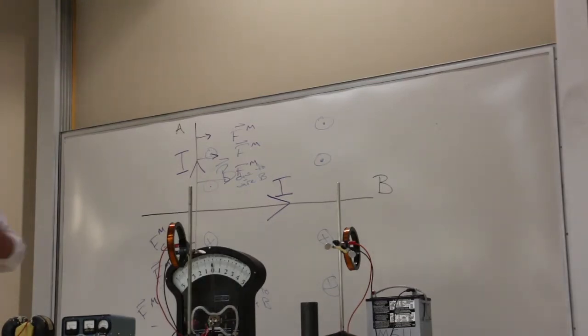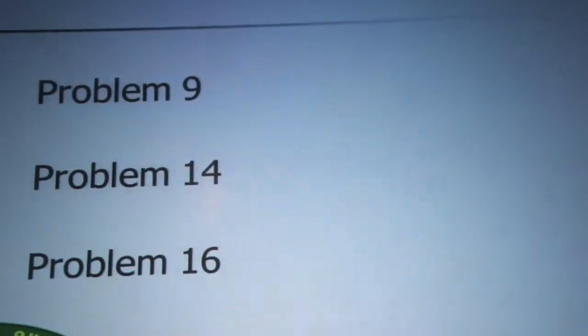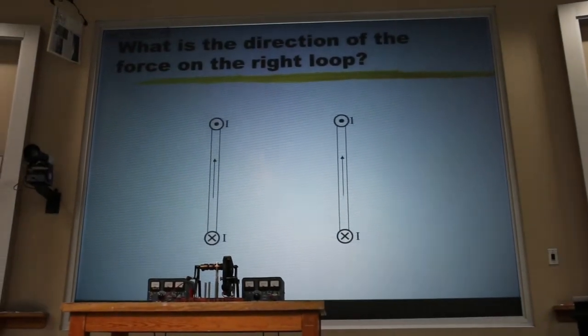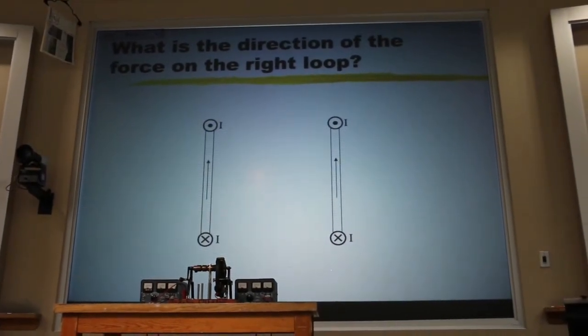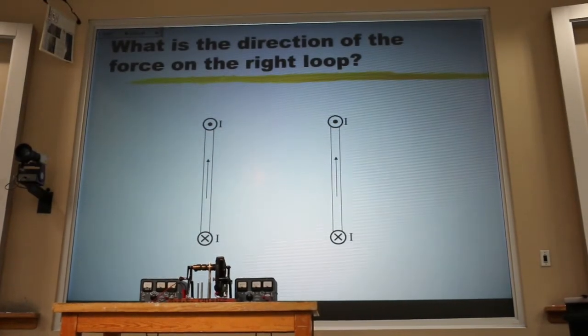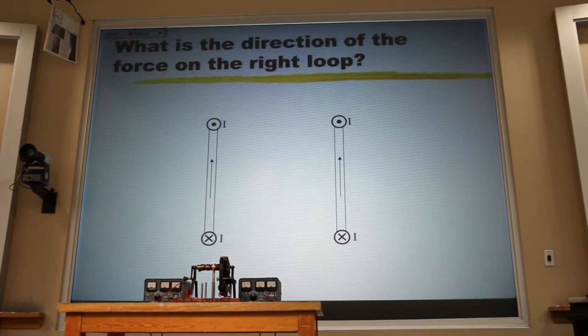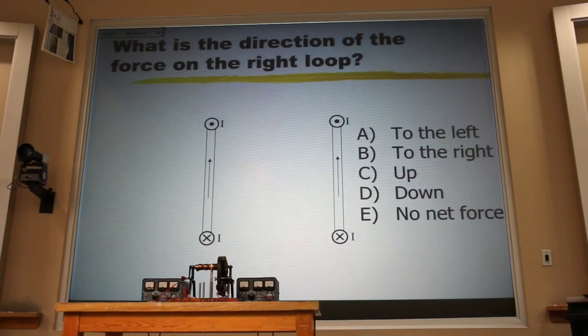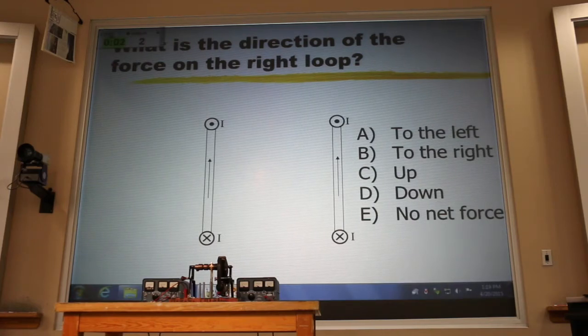Okay. Let's review a little bit. Suppose I have two current loops carrying conventional current in the directions shown. If I were to ask you for the direction of the magnetic force on the loop on the right, how is the loop on the right being pushed or pulled? Which of those would it be with your clicker that you've just registered?